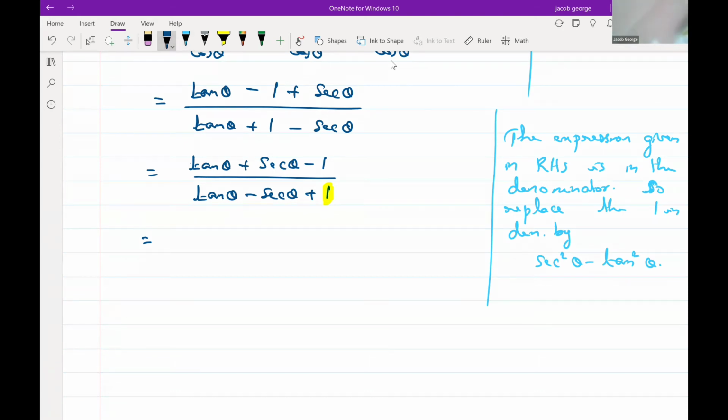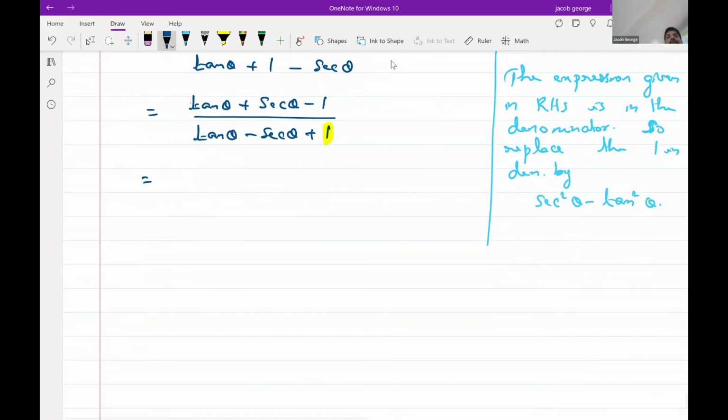Here also, please note down the reason. In the examination, it is not at all compulsory to write the reason like this. It is just for your understanding. When you practice again, there should not be any confusing element, like why we replace this one, that one, etc. So we are going to replace the 1 in the denominator.